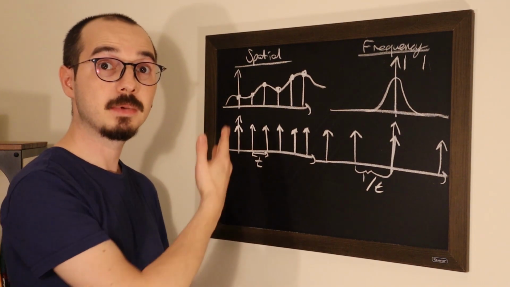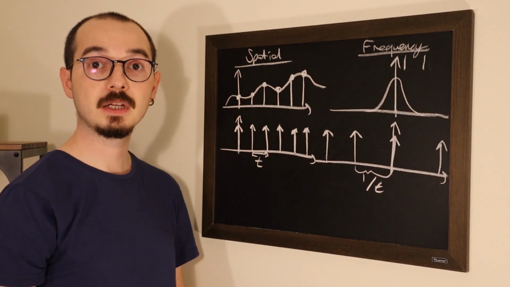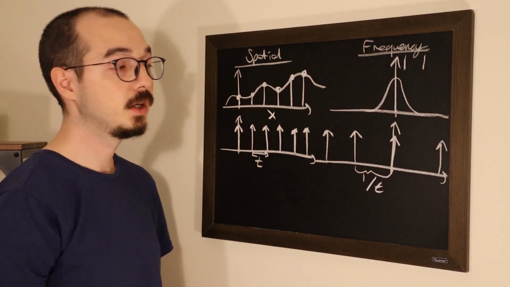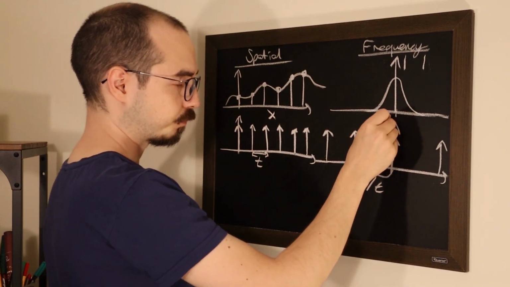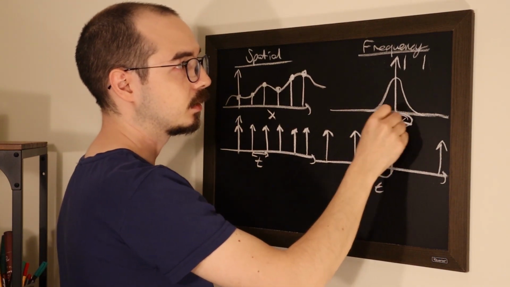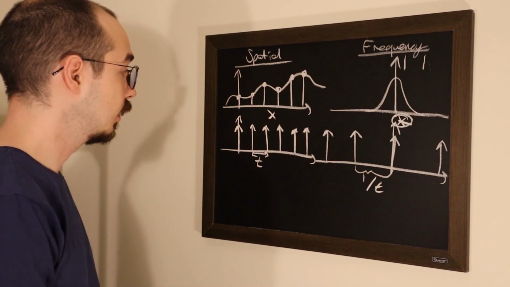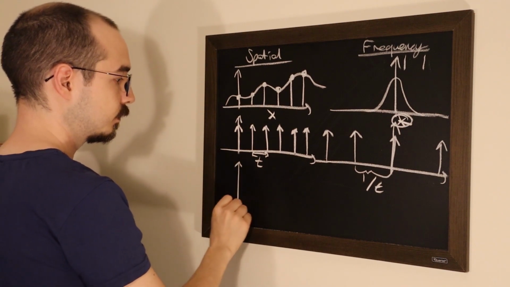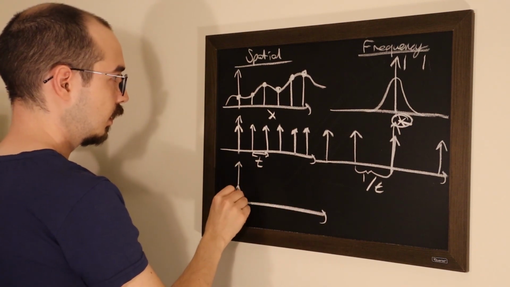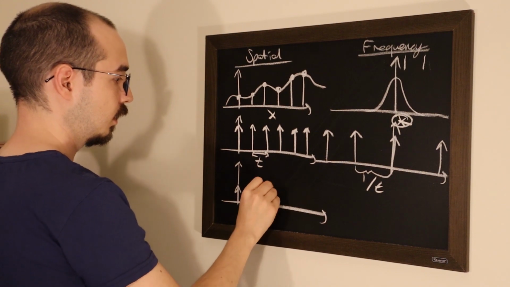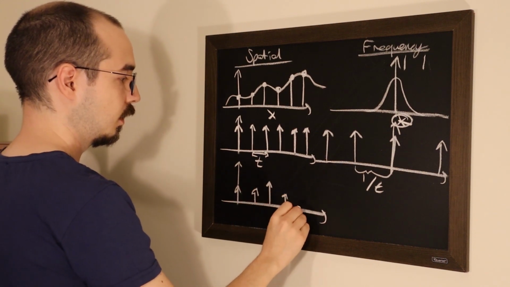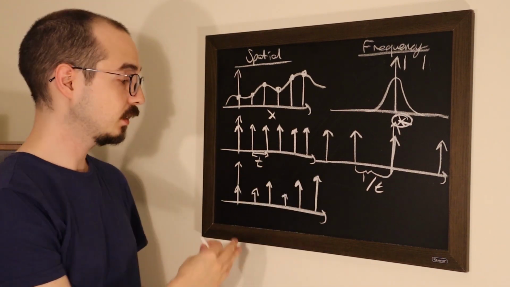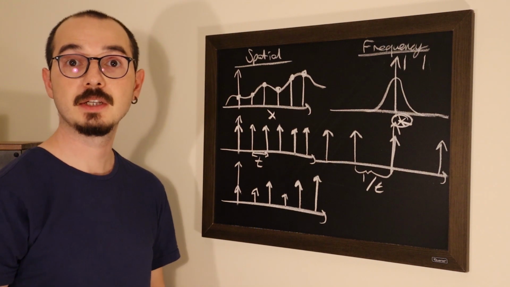And we will sample this signal using this impulse train by multiplying it in the spatial domain, which would mean convolution in the frequency domain. So after we multiply this signal, the sampled signal will look like this, as a discrete set of samples.